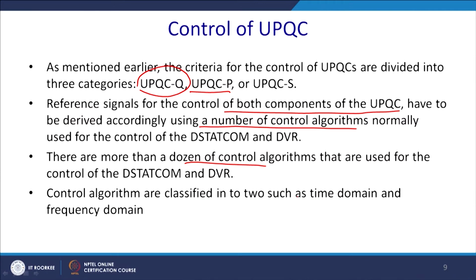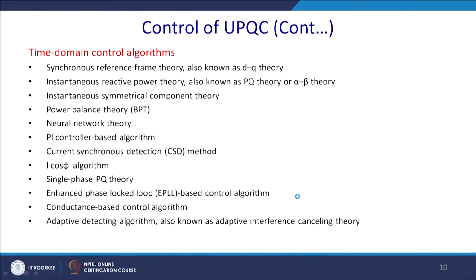Control algorithms are classified into two categories, one is time domain, another is frequency domain. Another domain is nowadays emerging, the evolutionary computing like GA based and artificial neural network based. But basically it is a derived form of only the time domain and frequency domain. So, this is the list of time domain algorithms. I do not want to fill more slides with it, so I restrict it. This number is quite huge, and we shall just take one or two control algorithms.